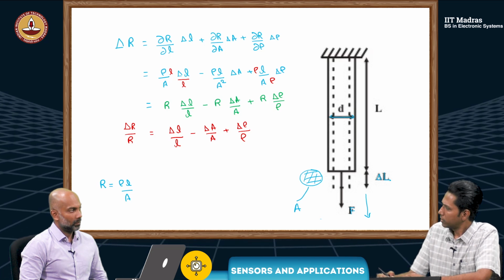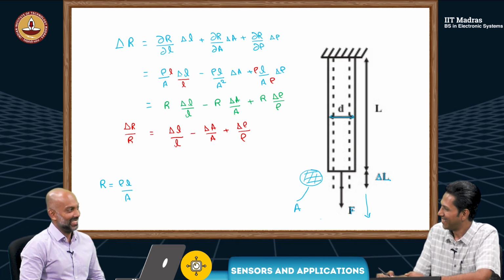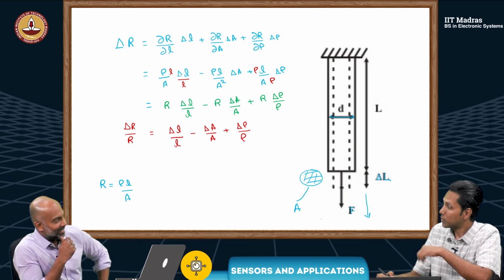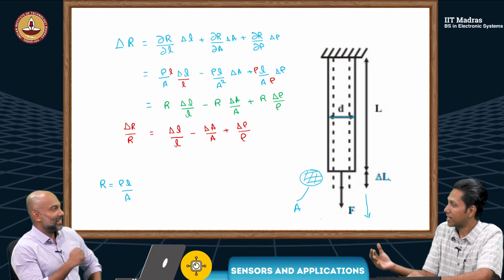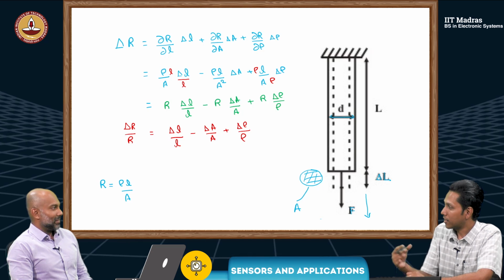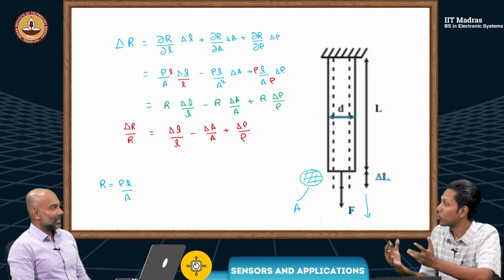Why are we doing this? We wanted to see whether dimensional change can be translated into change in resistance, and somehow make use of it.